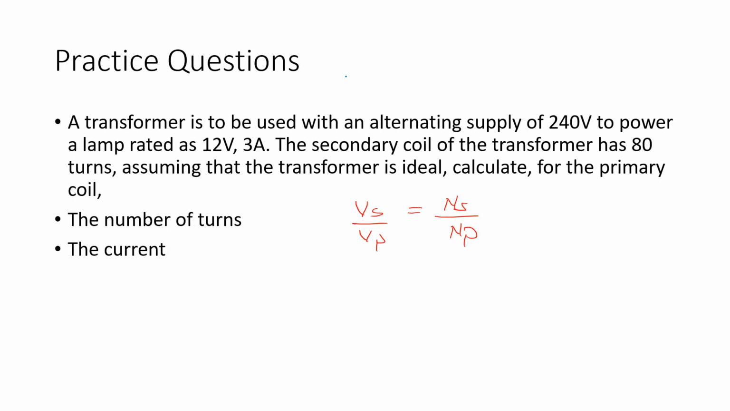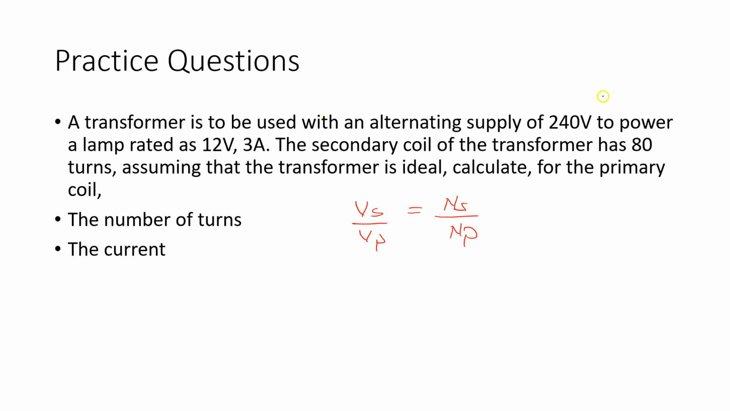Now we're going to take on a quick question here. The question is that a transformer is to be used with an alternating supply of 240 volts to power a lamp rated at 12 volts and 3 amps. It says that the secondary coil of the transformer has 80 turns. Assume that the transformer is ideal. Calculate from the primary the number of turns and the current. This is a very lovely question.